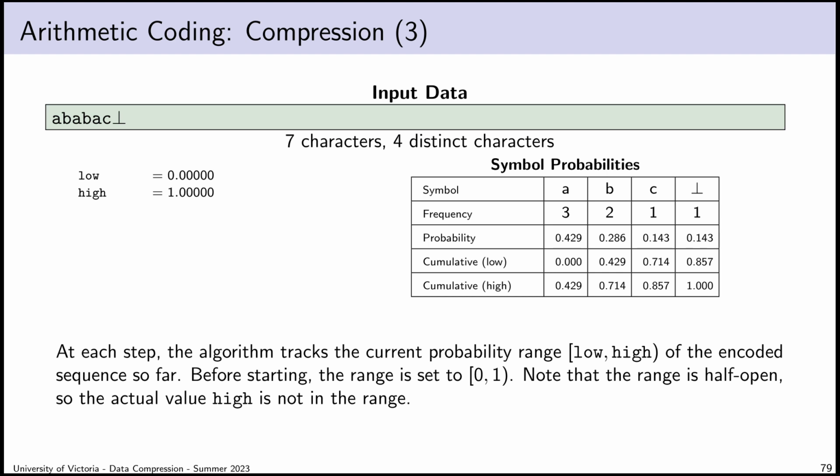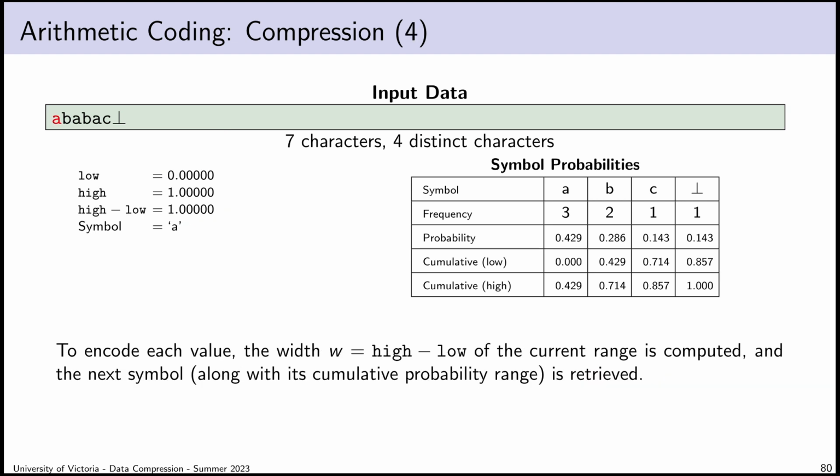So when I'm actually running the algorithm, at each step, the algorithm tracks the current subrange it's working with. At the beginning, it's working with the range 0 through 1. As the algorithm progresses, that range is going to get narrowed down. Remember that I'm using half open intervals here. So low is in the interval, high is not. High is the smallest number not in the interval. Now, to encode each value, I first compute the width of the current range that I'm working with. At the first step, the width is 1.0, so nothing interesting is going to happen here.